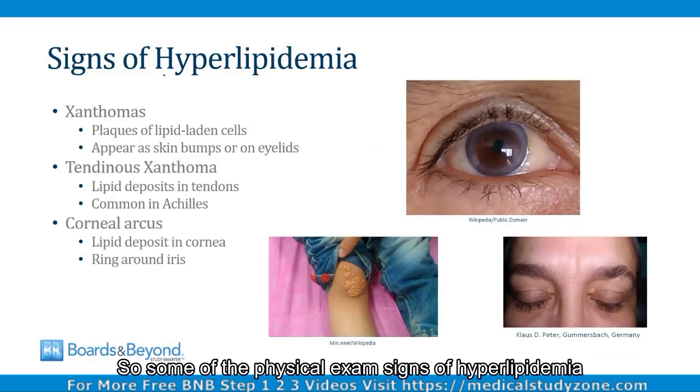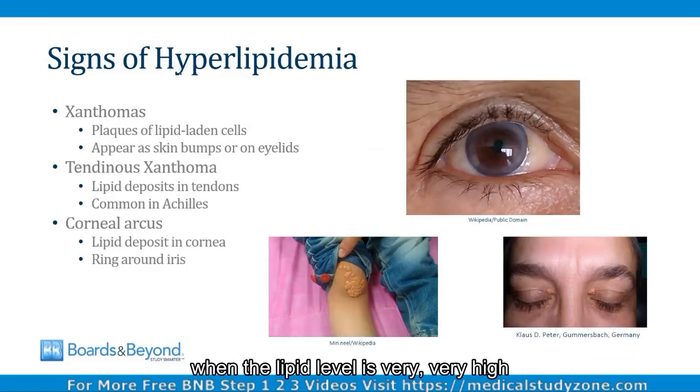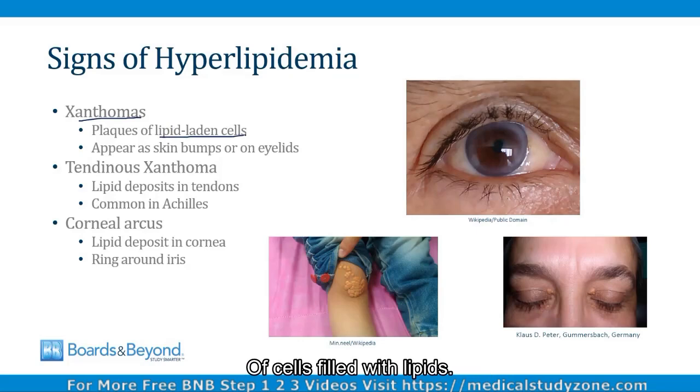So some of the physical exam signs of hyperlipidemia when the lipid level is very, very high are shown in this slide. Xanthomas are plaques of cells filled with lipids. They look like skin bumps, or they can also appear on the eyelids.